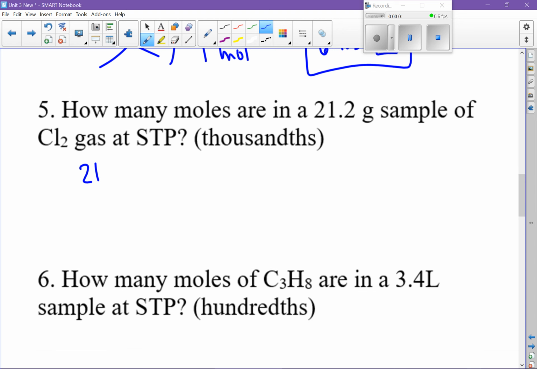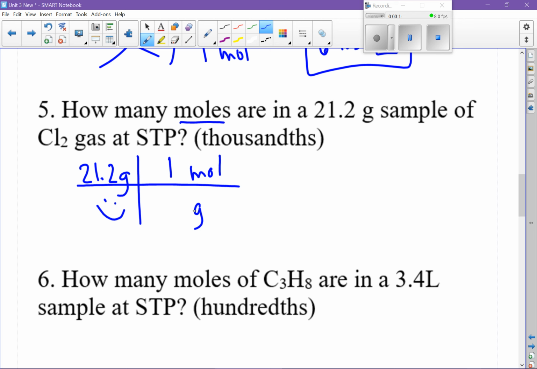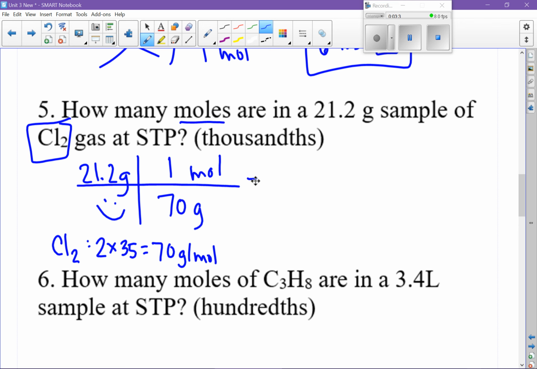The next one, I start with the 21.2 grams that we were given. Don't need anything down here. Grams up, grams down. I'm looking for how many moles. That goes up here. So I know that mole always gets a 1. Grams means I need the molar mass. So here's my chemical. So I have to find the mass of Cl2. So there's 2 chlorines. Each one has a mass of 35. That has a molar mass of 70 grams per mole. That's what I put right there with my gram number.